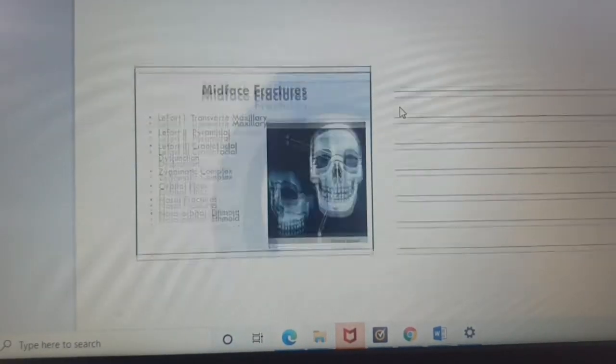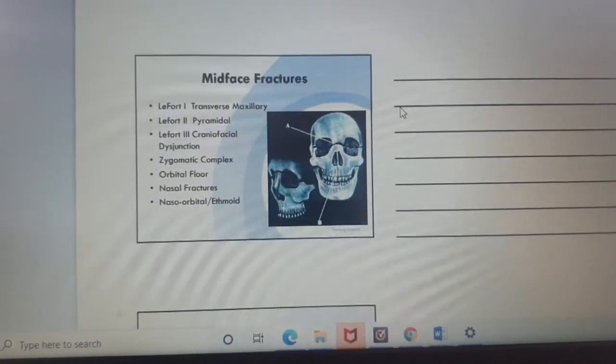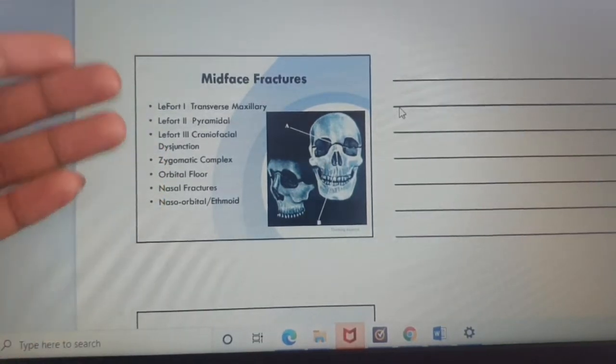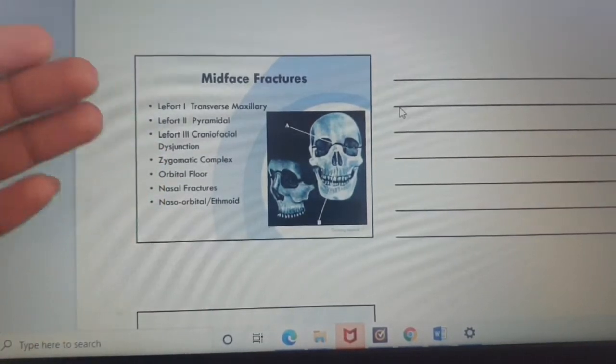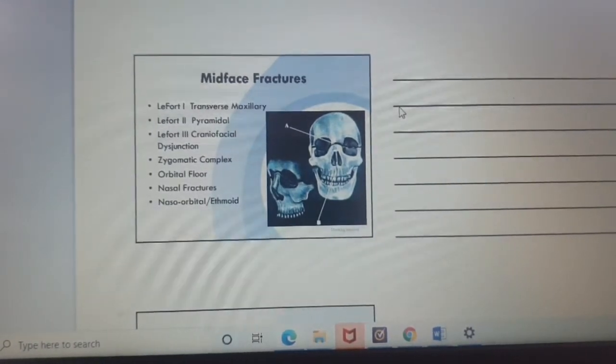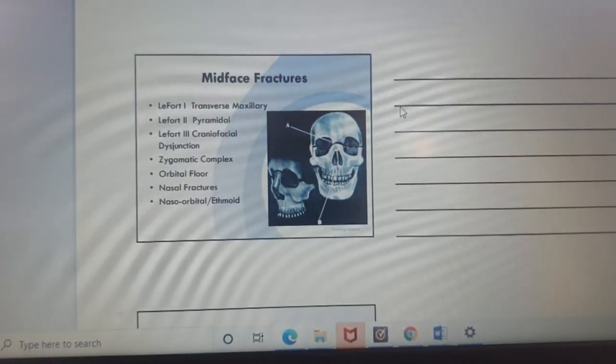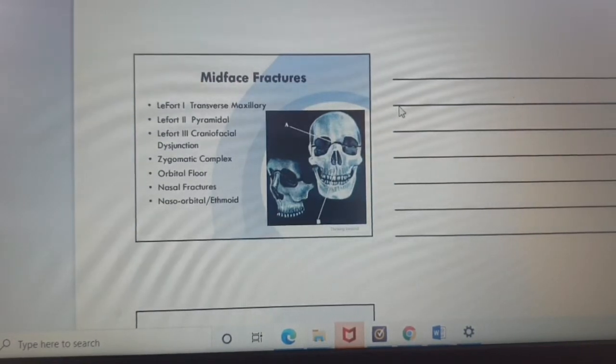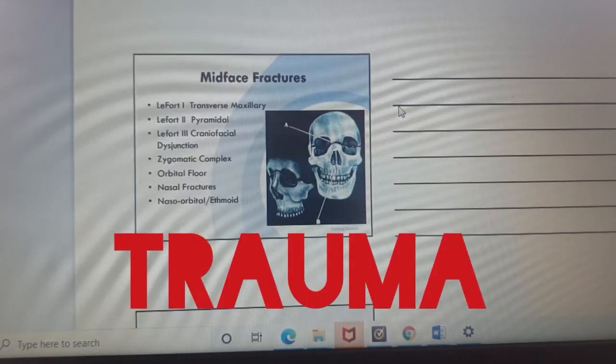From there, ladies and gentlemen, we may encounter mid-face fractures. Here they've listed a bunch of types of mid-face fractures that we may encounter in the dental practice or even in our clinics as well as hospitals, especially due to trauma such as car accidents, fights at bars and clubs and taverns, and so on and so forth.